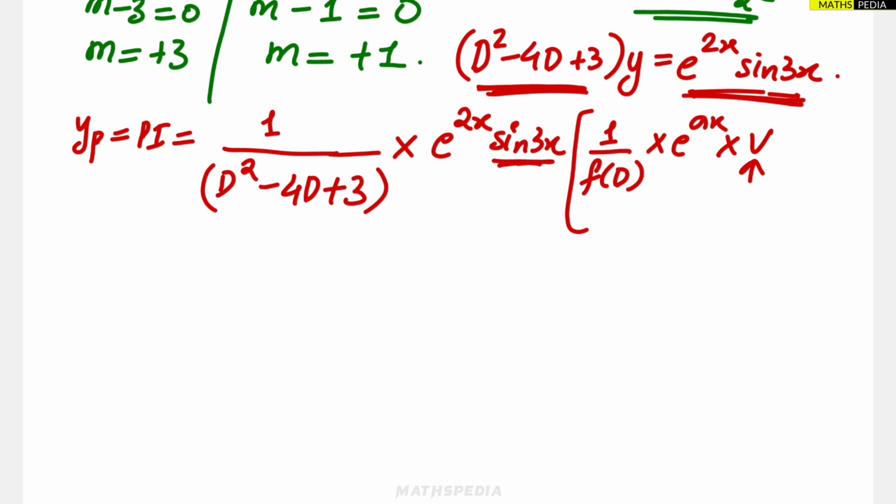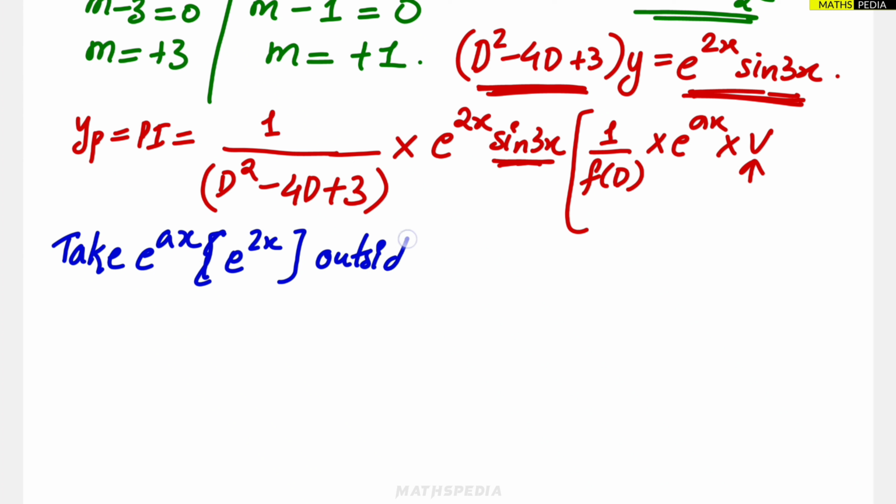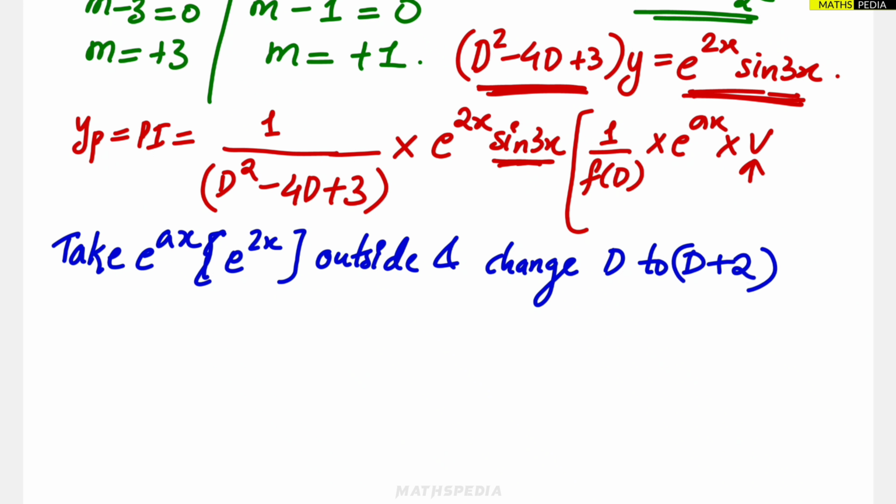Okay, after this, the most important step is that after writing this, we have to take e power ax, that means in this case e power 2x, outside, and change the D to what? D plus 2. So what I have done here is take e power 2x outside the operator, and change D to D plus 2.